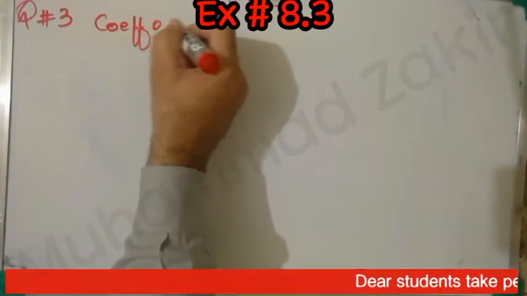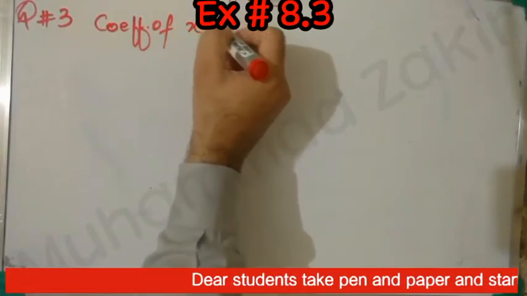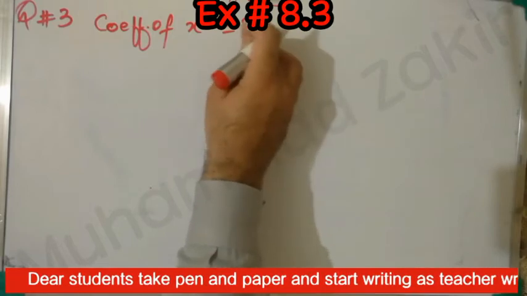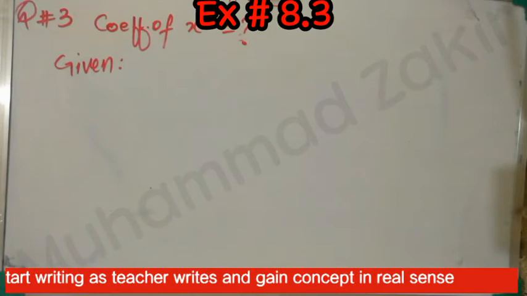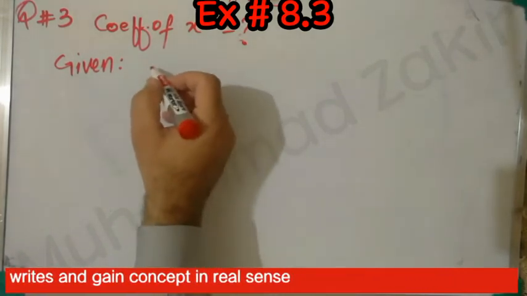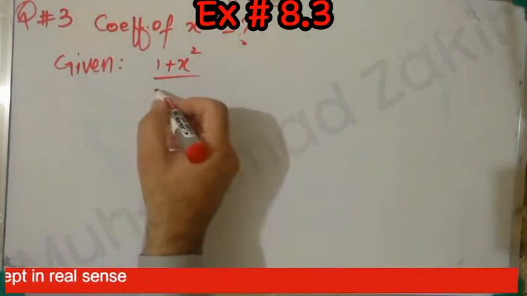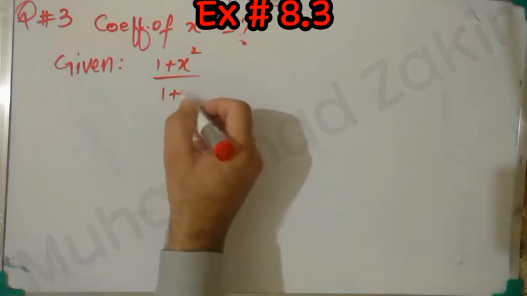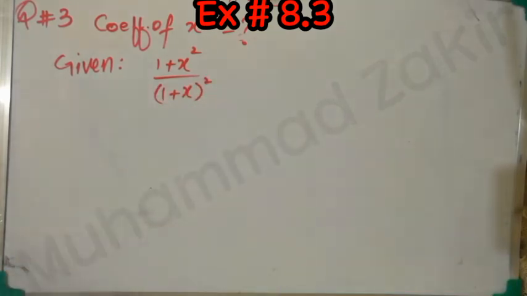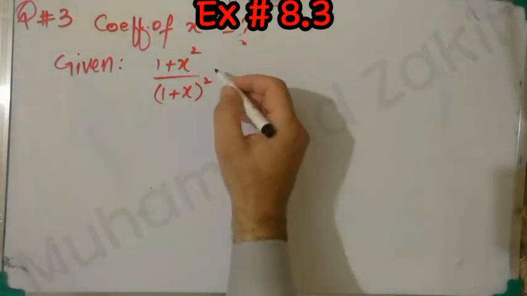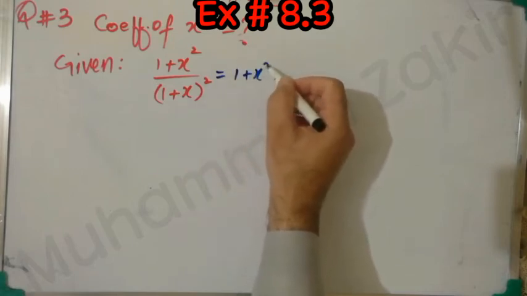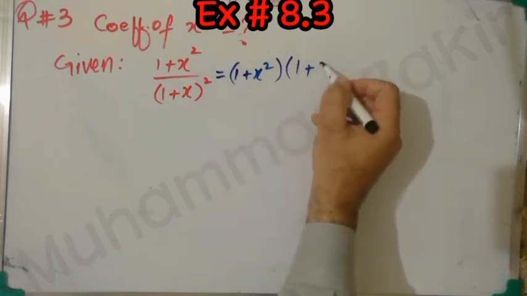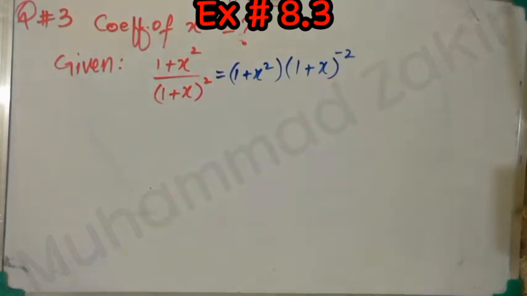Coefficient of x power n is required, and what is given? Given is the first term, 1 plus x square divided by 1 plus x whole square. So we expand it, try to form its complete form of the series. 1 plus x square, we can write 1 plus x raised to power minus 2.